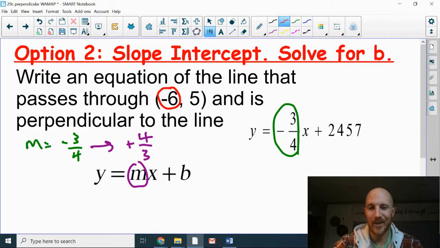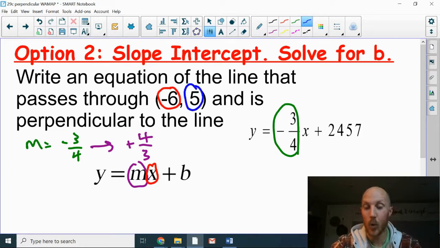And then this negative 6, that's just the coordinates of a point, right? It's nothing special. It's not the y-intercept. But what it is is an x coordinate. And so I can use it in place of the x in this equation. And this 5, that's a y coordinate. So I can use that in place of the y in this equation. So I got 3 colored circles. I'm going to put numbers there, the blue spot, the purple spot, and the red spot.